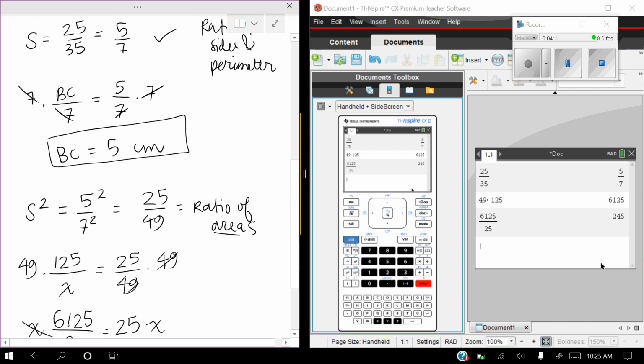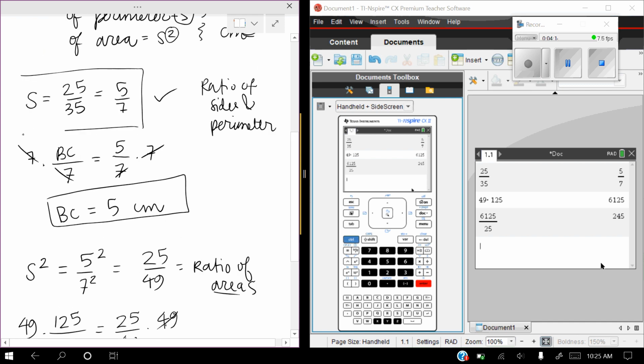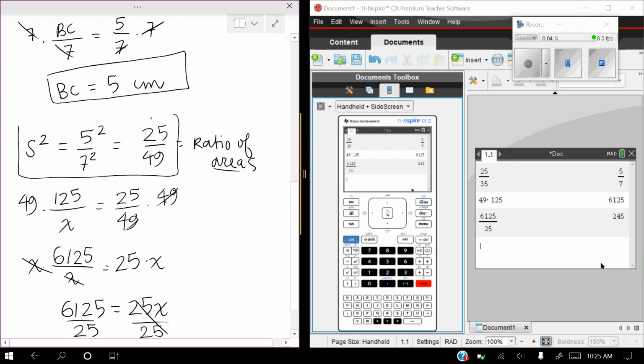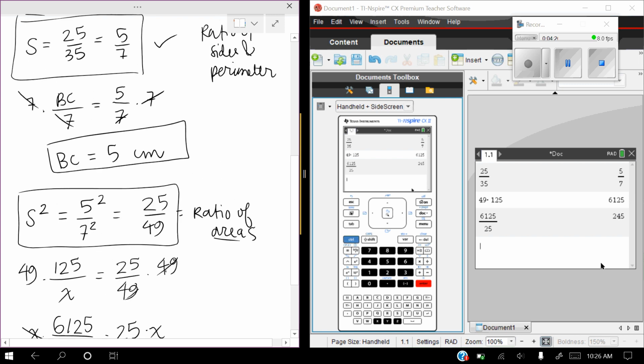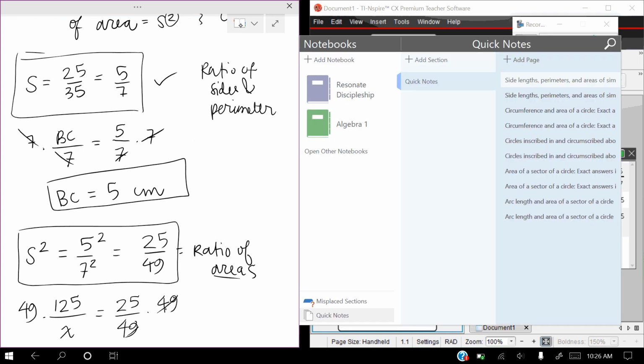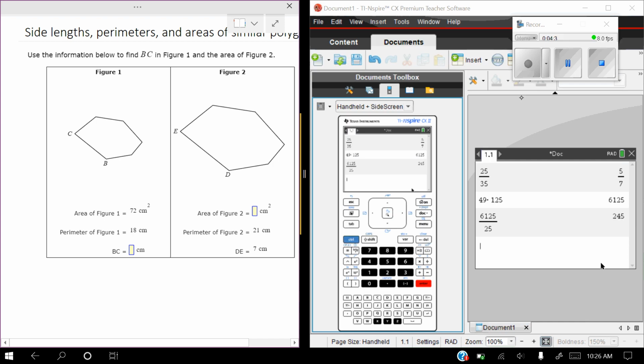So essentially what you really need to do is find the scale factor and find the ratio of areas. Those are the two main things we're going to be using, and you can set those ratios up in a proportion and solve. So we're going to try one more.